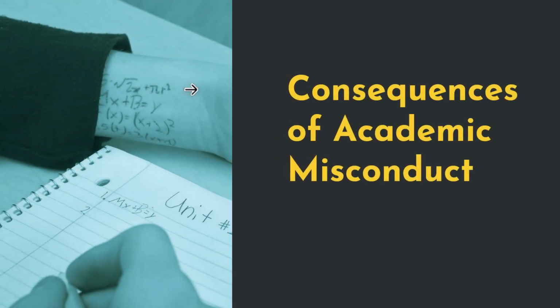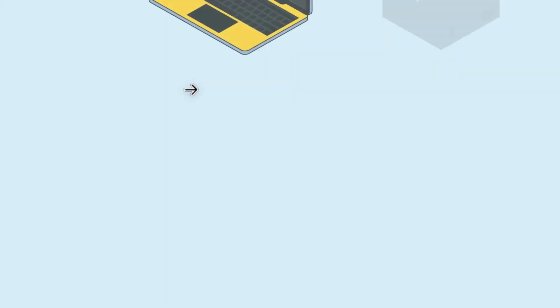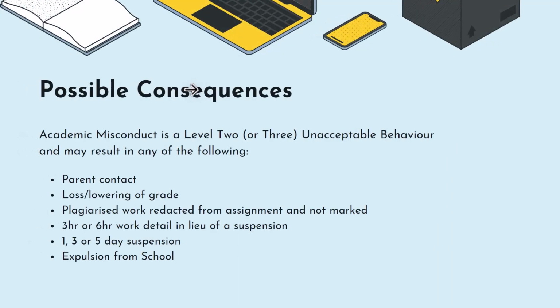There are a number of consequences of academic misconduct, and we will cover them now in this section of the presentation. Academic misconduct is a level 2 or, depending on the action, a level 3 unacceptable behaviour. The consequences vary, but may include contact with your parent to discuss the behaviour. In the case of plagiarism, any plagiarised work will be redacted or removed from your assignment and not marked. This will, of course, naturally affect your grade.